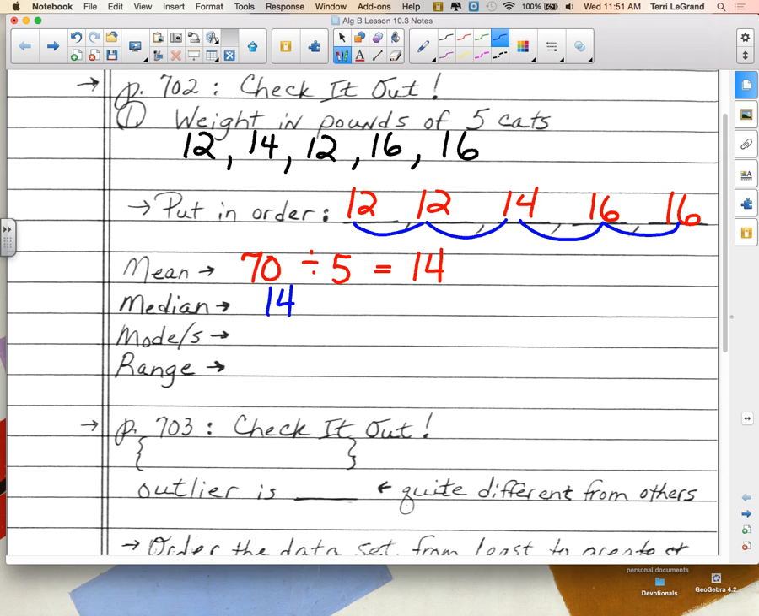By the way, we can put the label behind these also because we know what these numbers are representing. We have an average of the cats weighing 14 pounds. We're saying the middle weight, the median weight of the cats, is 14 pounds.